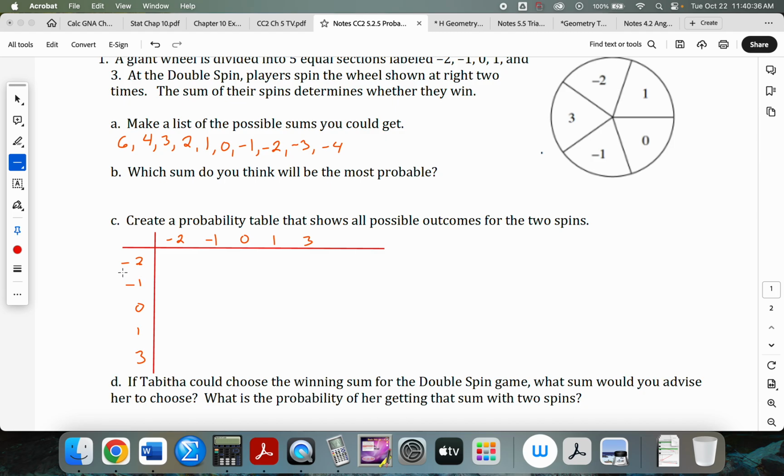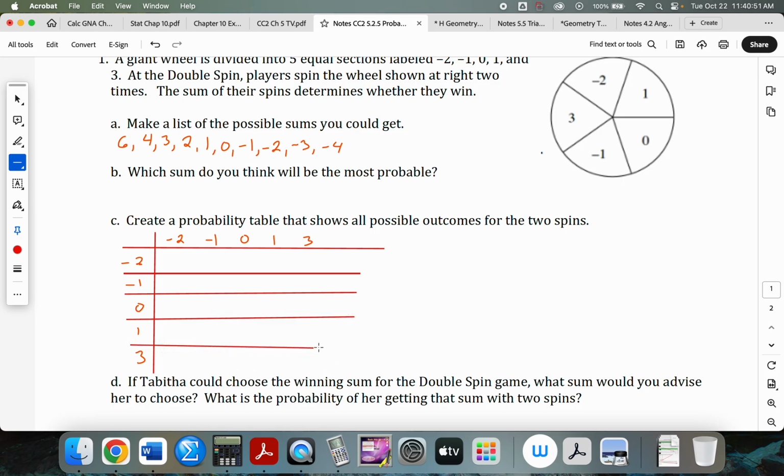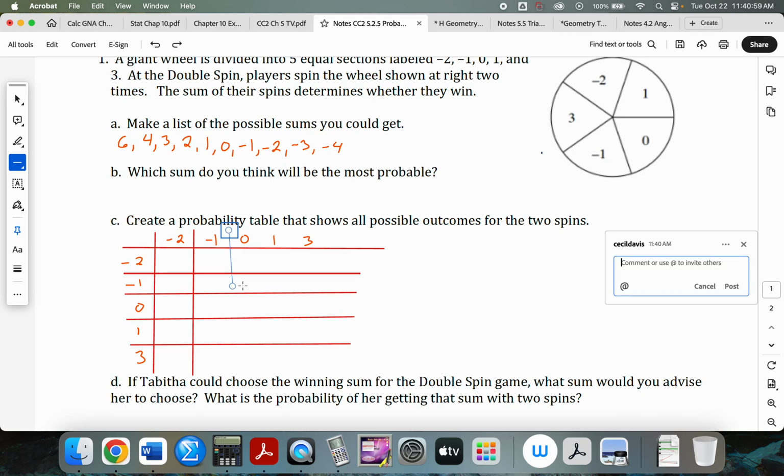I'm going to go ahead and add lines to mine. Otherwise, I tend to get kind of messy. I'm sorry? Oops, what the heck happened there? That's weird.